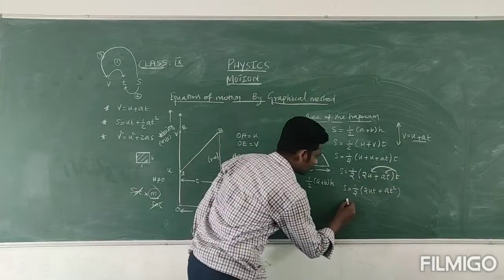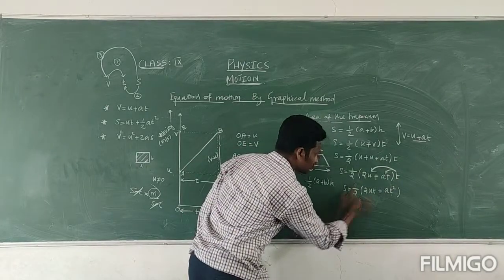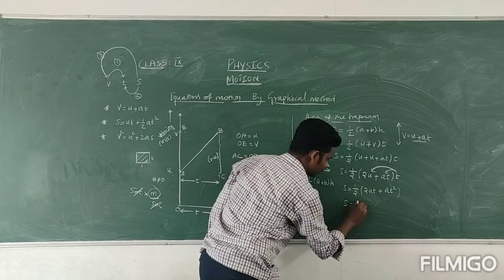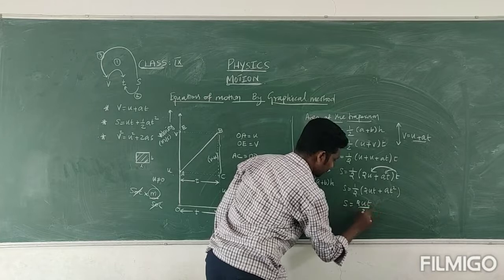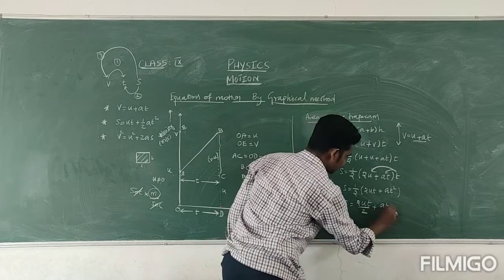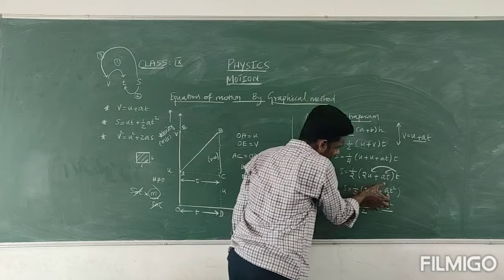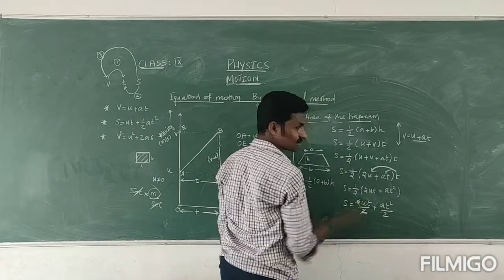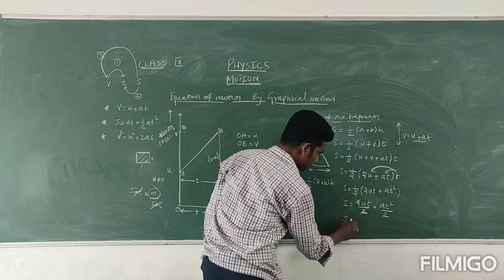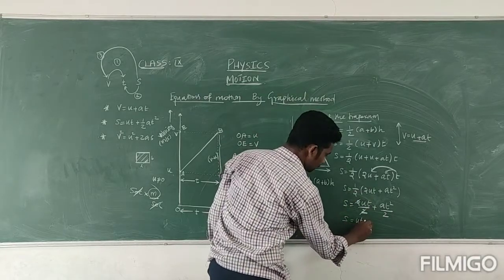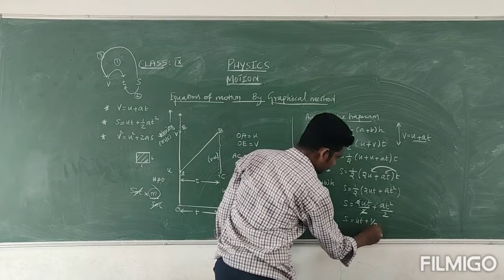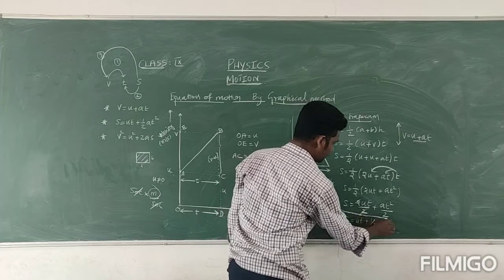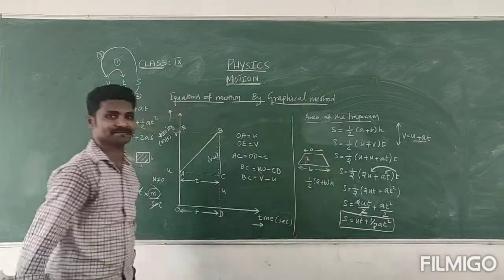This 1 by 2 is common for both, so we can multiply inside. So S is equal to 2ut divided by 2 plus half into at square. Here again the 2 will be cancelled. So I can write S is equal to ut plus half at square. Okay, so the equation 2 is derived.